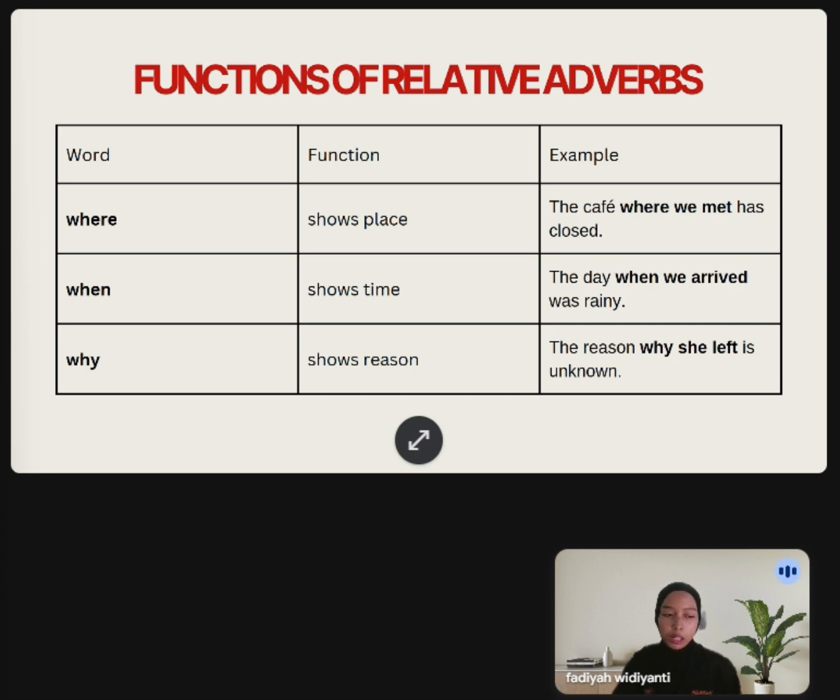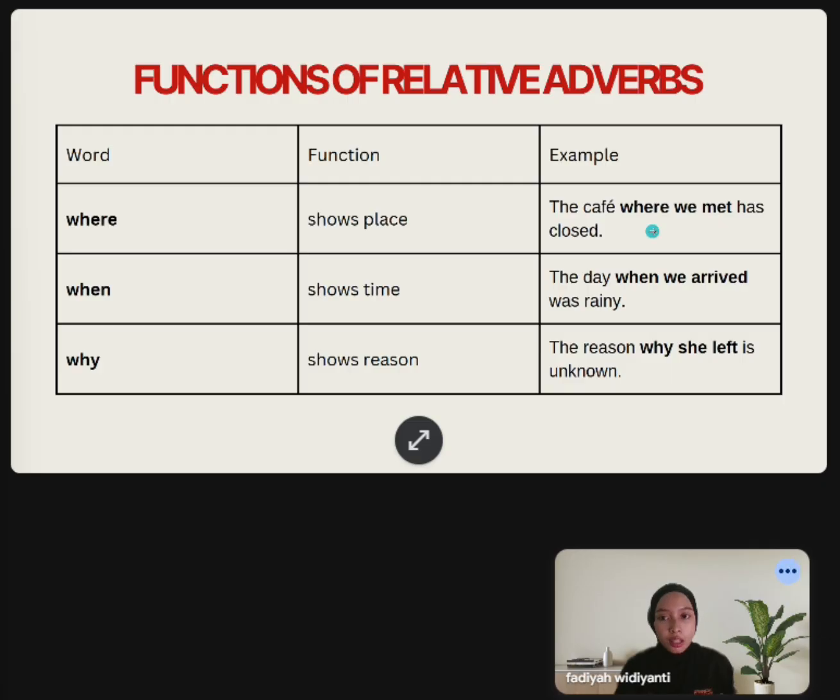And the last is why. We use why to show a reason. The example: the reason why she left is unknown. And then: I don't know the reason why the flight was delayed.